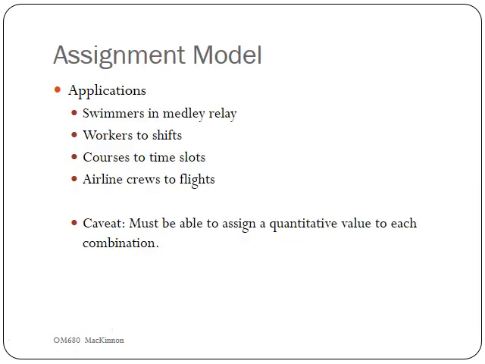So the assignment model that we've just seen has a number of different applications. We can assign different swimmers to different positions in a medley relay. We can assign workers to different shifts, courses to time slots, airline crews to flights, and so on. The whole point is that we've got to be able to assign some type of quantitative value to each combination. Otherwise, we won't be able to discriminate between them.